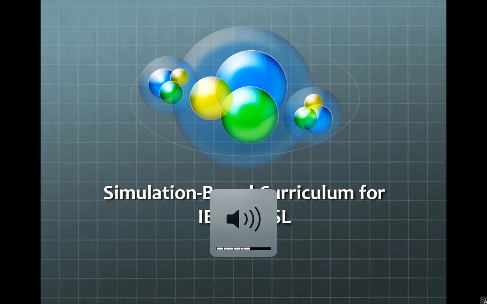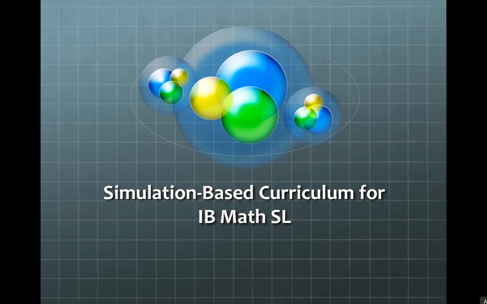My intended deliverable is a simulation-based curriculum for IB Math SL. Now one might be tempted to ask, why is this even necessary? In order to answer that, let's have a look at the stats.